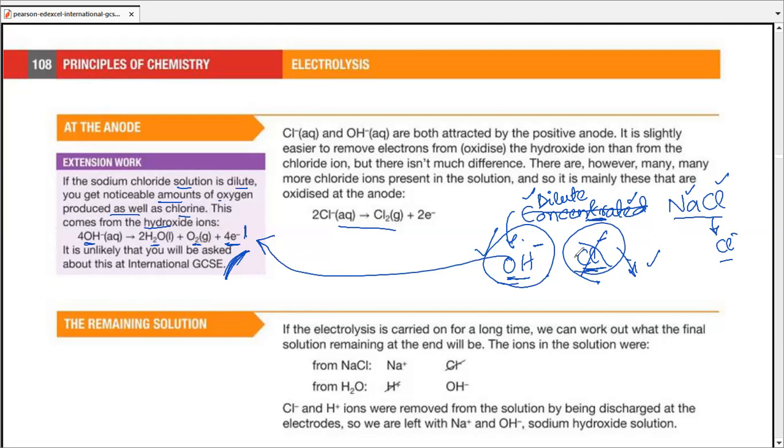Yeah, makes sense. Okay. So the remaining solution, if the electrolysis is carried out for a long time, we can work out what the final solution remaining at the end of the entire process would be. Since this goes out to the anode and this goes out to the cathode, we are left with a buildup of these two ions and they will form a sodium hydroxide solution, just like I told you on the previous page. Since they have different charges, they get attracted to one another and form a solution. Make sense?